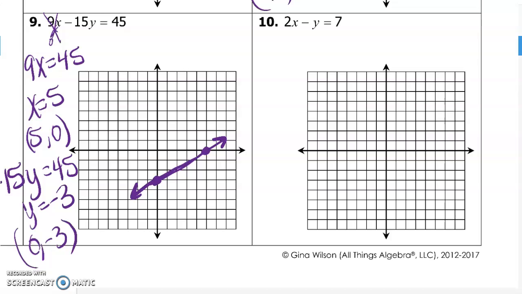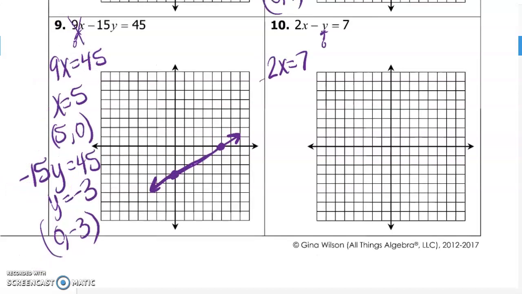This last one's a little tricky. When I plug 0 in for y, I get 2x equals 7. So when I divide, I get x equals 7 over 2. I do want you to leave it as 7 over 2, comma 0. When we graph it, you might need to know what the decimal is. So if you divide 7 by 2, you get 3.5.